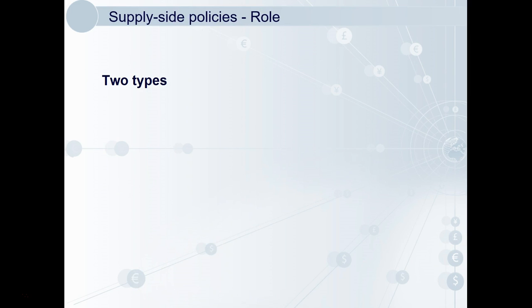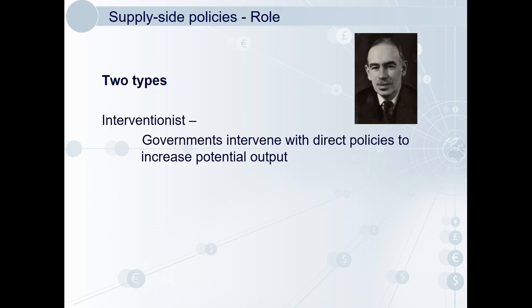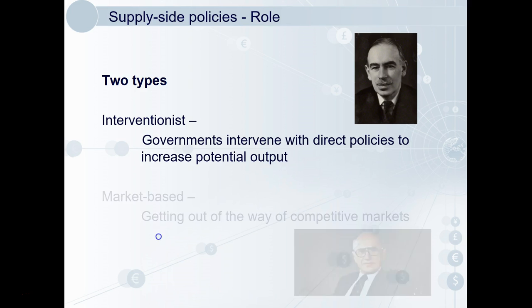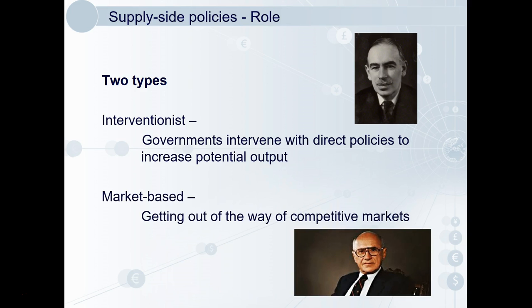There are two types of supply-side policies. There are interventionists, where the government gets more involved in an economy. They intervene in order to increase potential output. And there are market-based, which is where the government gets out of the way of free markets and lets incentives and competition work. Today we're looking at interventionist policies.